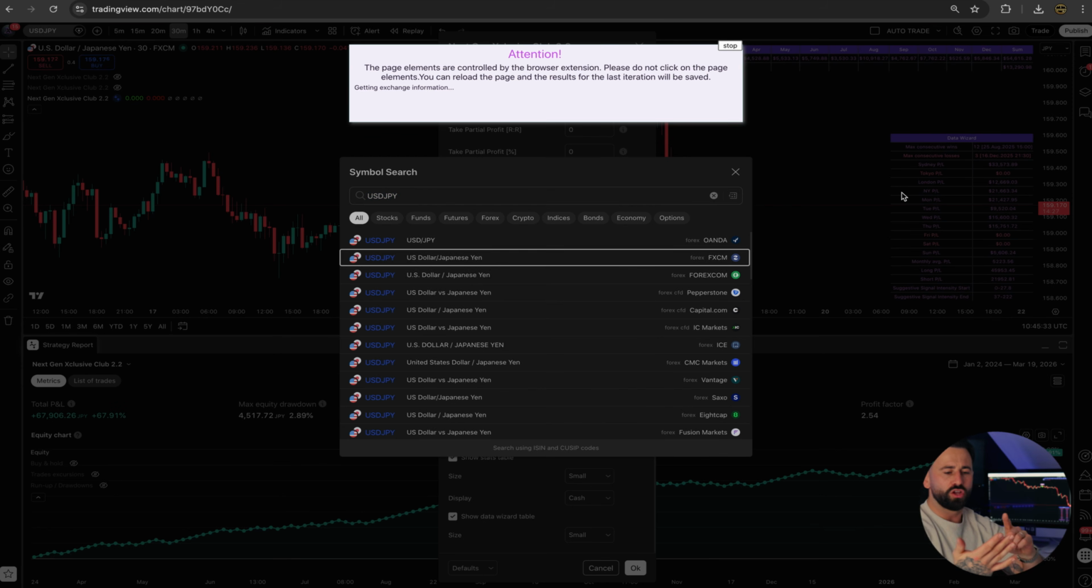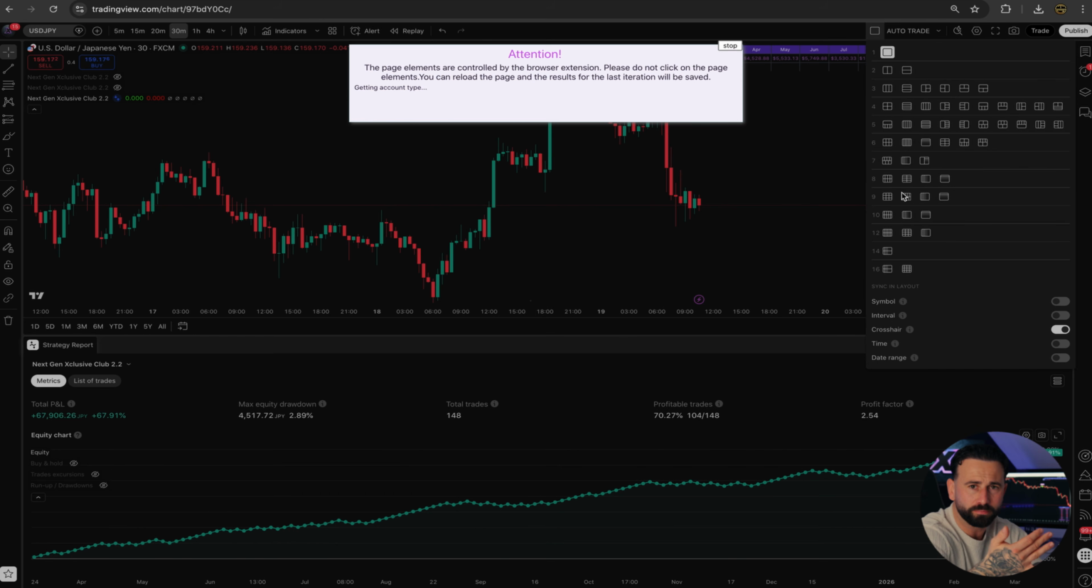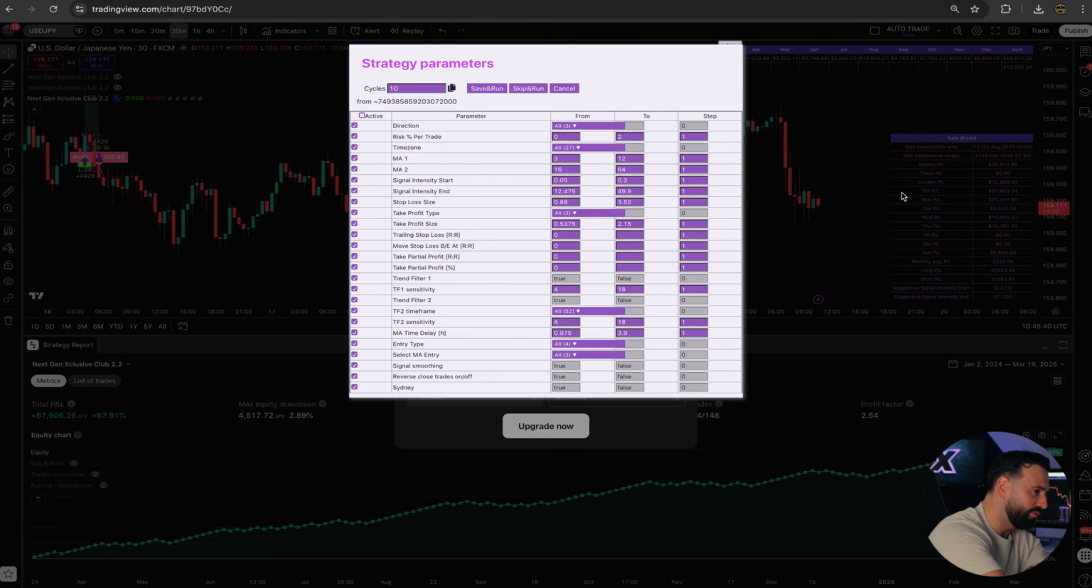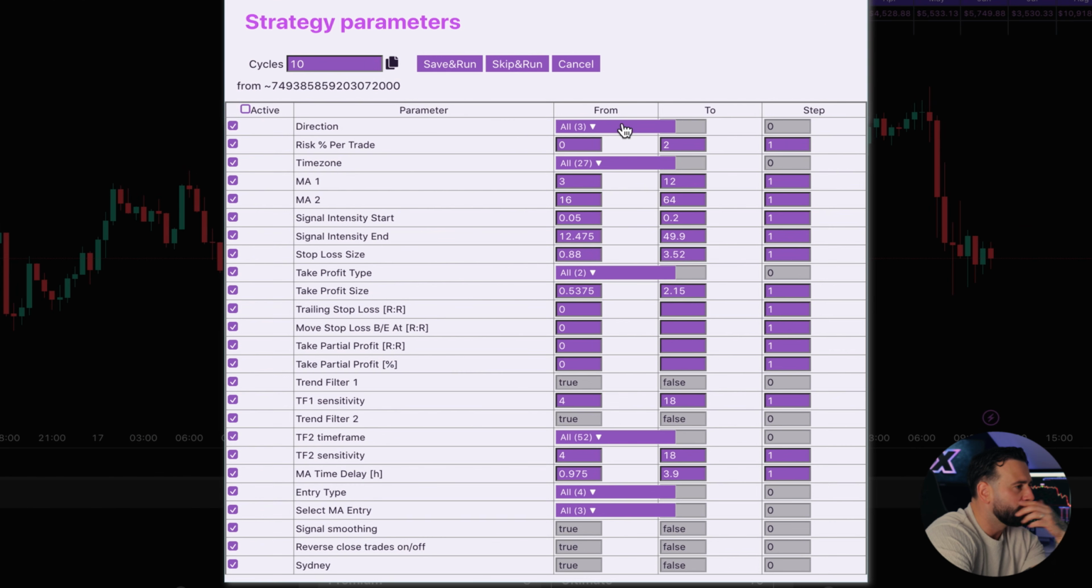I'd have already got the strategy from the AI agent, the Wizard AI, pasted it onto TradingView, nice and simple. So that took about 30 seconds. And then I go into the Strategy Wizard. Now, this is where the real magic can happen. So I'm going to run 100 cycles, which is here. That's 100 tests of the last 12 months.